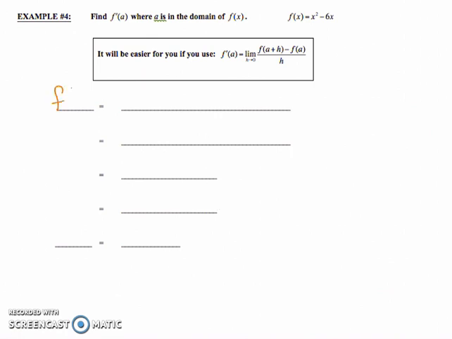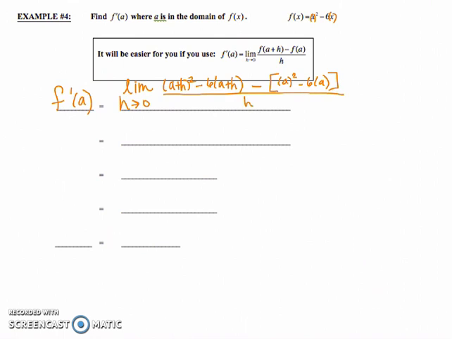So we're going to do the f prime of a is equal to the limit as h approaches 0 of f of a plus h. So again, we have to plug a plus h into our function for x there, where I just put those little parentheses in our f of x. So it's going to be a plus h quantity squared minus 6 times a plus h, and then we have to subtract f of a. So that's just going to be a squared minus 6 times a. And this is all over h.